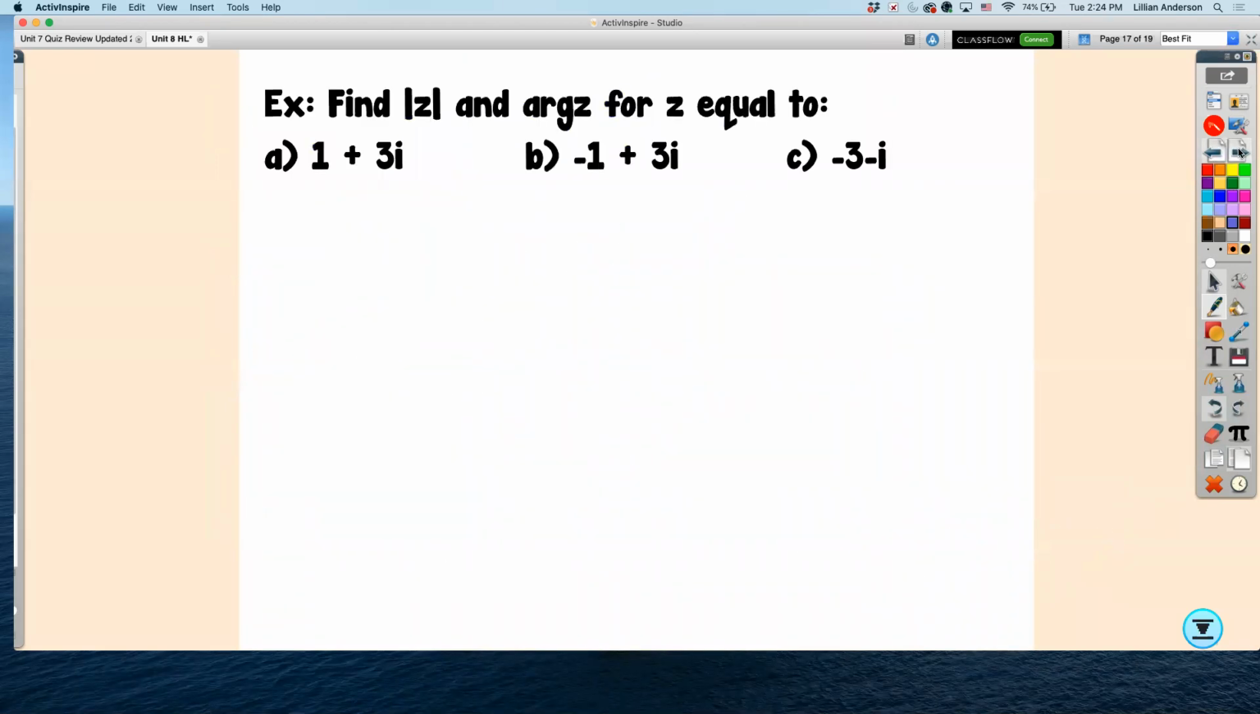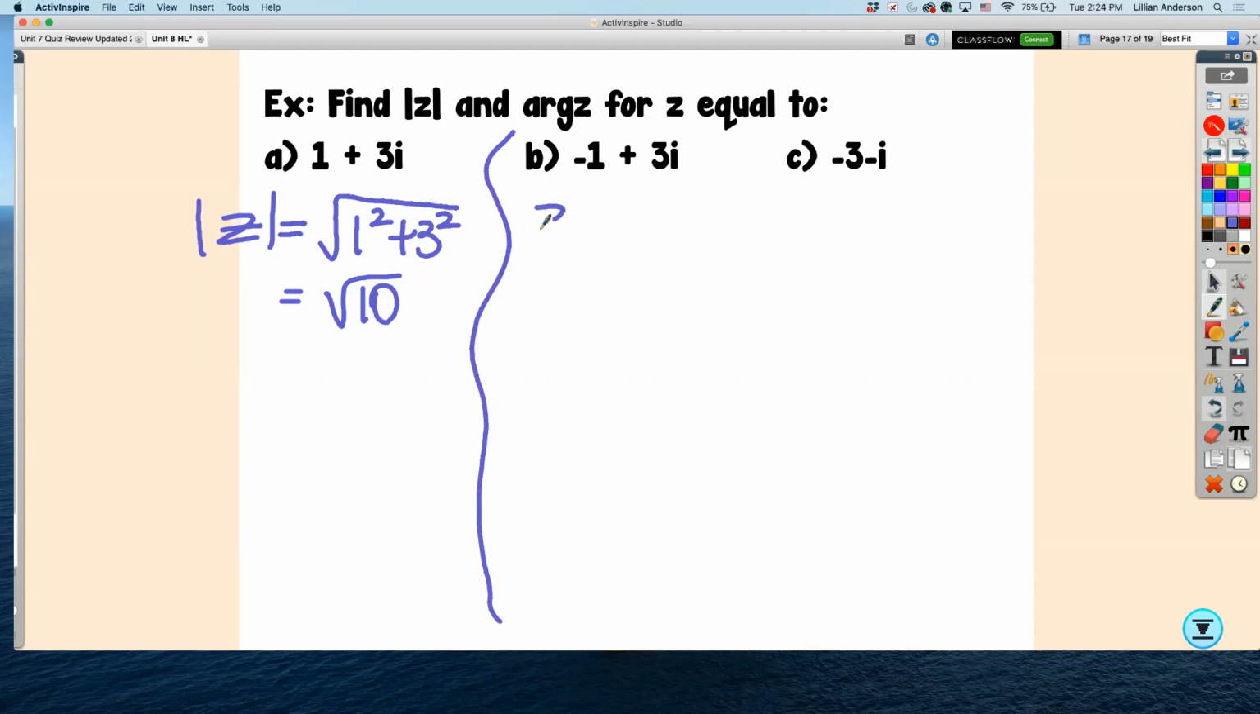So let's take a look at an example. Okay, almost through. We're going to find the modulus of z for all of these, and the arg z, which stands for the argument, aka the direction of z, for each of these. Now, what you should notice is that they're all very similar. So when we find the modulus of this one, it's going to be 1 squared plus 3 squared, which is equal to what? Square root of 10.